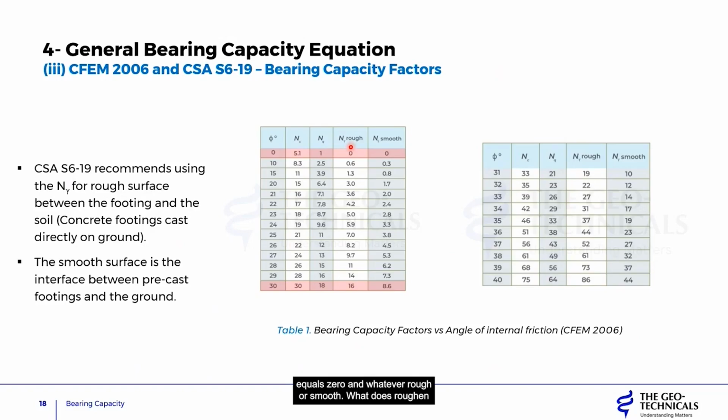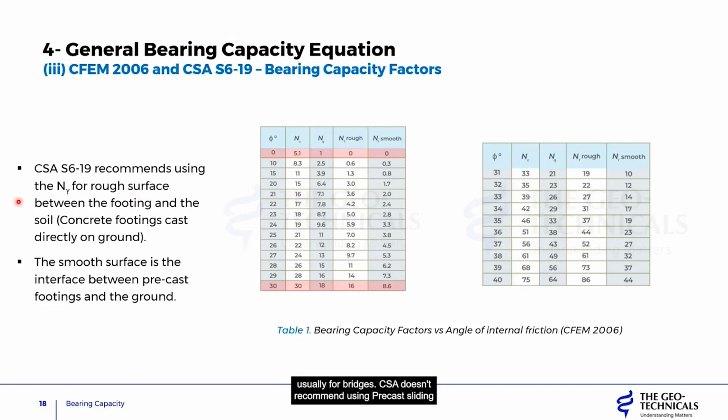What does rough and smooth mean? A rough surface is the interaction between the footing and the soil, which means the concrete footing is cast in place, directly on the soil. That's the rough interaction, and that's why you see the rough interaction is almost double the smooth interaction. So if the foundation or the footing is precast, use the smooth surface.